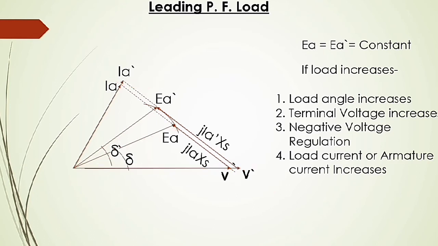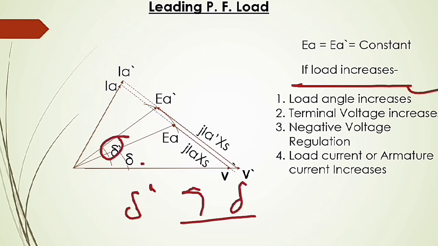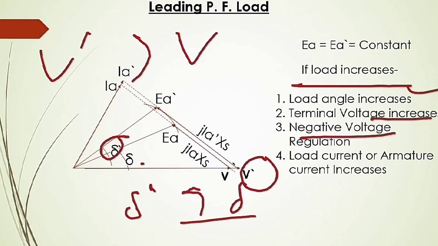If load increases, then load angle increases. Load angle del dash is more as compared to del. Then terminal voltage increases. Terminal voltage V dash is more than V. Negative voltage regulation: the terminal voltage is greater than E, the EMF. You have seen here the value of E dash is smaller than V dash, the value of E is smaller than V.